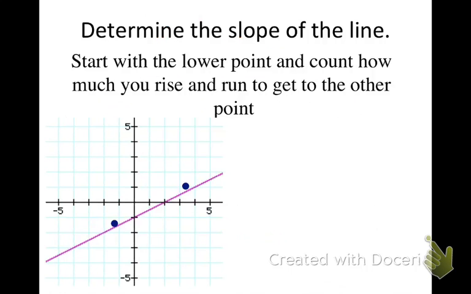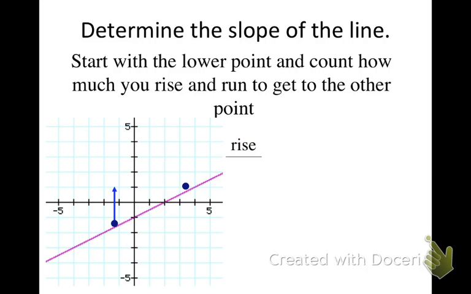First, you want to start with your lowest point. You start with your lowest point. So our lowest point in this situation happens to be right here. We're going to start at that lowest point, and we will then count the amount that we have to rise to get to the next point. So rise is vertical. Remember, rise is vertical. It's always going up or down the y-axis.